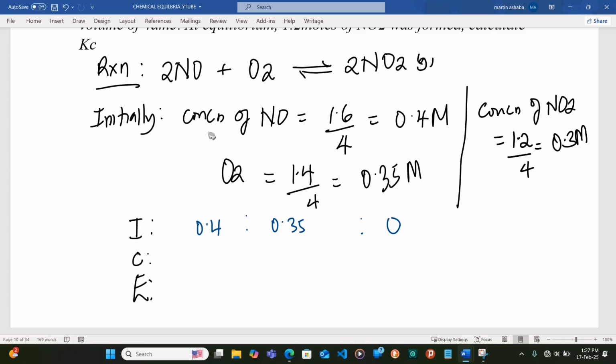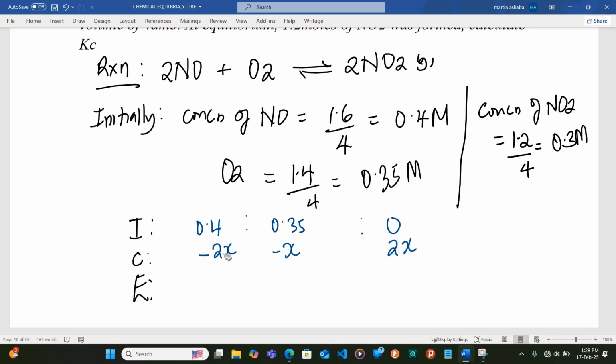Then the change in concentration after some time, let's call it x. So if that is x, this is minus x actually, and this is minus 2x. That is the change. What has changed, okay, from 0.35, it must have reduced, whereas this side, it must be increasing. Remember, we are using a ratio of 2 to 1 to 2, meaning that if the change in number of moles of oxygen is negative x, that means we are going to have the change for nitrogen monoxide as negative 2x, and the change for nitrogen dioxide is going to be plus 2x.